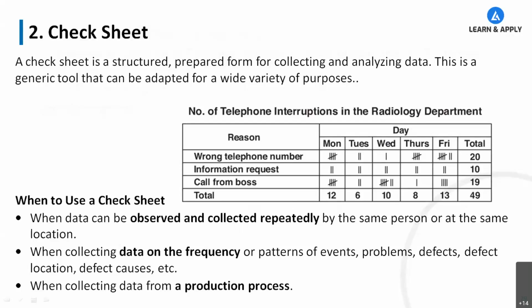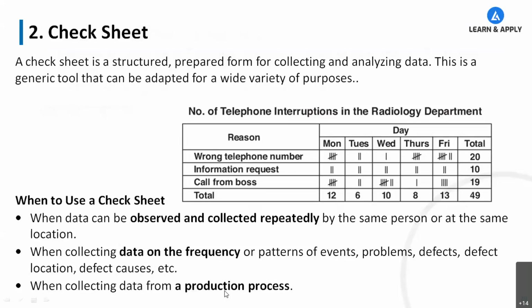So what is happening at that process. Also, when collecting data on the frequency or patterns of events, problems, defects, defect locations or defect causes, etc. So like in this, these are the reasons for telephone interruptions and why it is happening. So whenever it happens on Monday, let's say, we are marking against multiple causes, and that gives us the overall picture of the process.